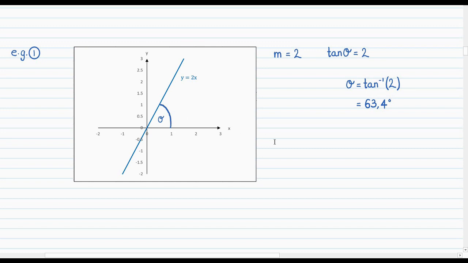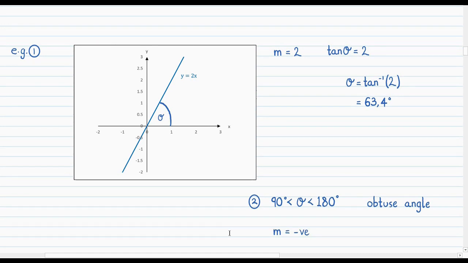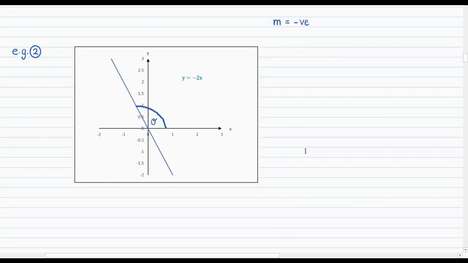Then the second case is for angles between 90 and 180 degrees, this being an obtuse angle. And when the angle of inclination is an obtuse angle, the gradient value will be negative. Let's look at an example with an obtuse angle. In this case, you have the line with the equation y equals minus 2x. So just from the equation, we can tell that the gradient is negative 2. And m equals tan theta, so tan theta will equal negative 2. Then you can just calculate theta by saying tan inverse of negative 2. And this will give a value of negative 63.4 degrees.